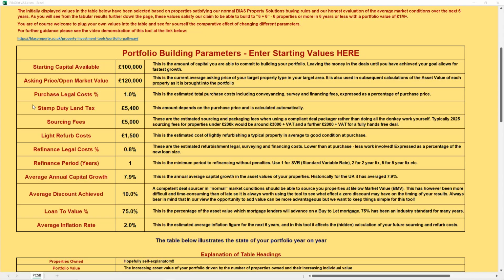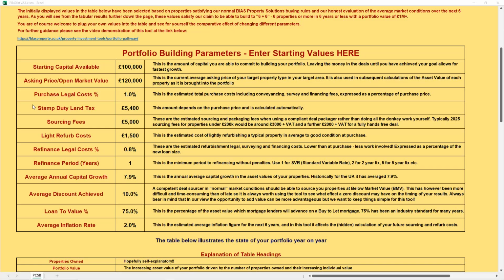Loan to value. This model assumes that you are financing your purchases with mortgages, and generally speaking a buy-to-let mortgage lender will advance you 75% of the valuation. You might get more, you might want to work with less. It's always a good idea to keep enough equity in your properties to cover yourself if anything does go wrong. So you might decide you don't want to borrow 75%, you might want to stick to 50, but again, up to you. You can put your figures into this table and you can see the effect on the growth of your portfolio.